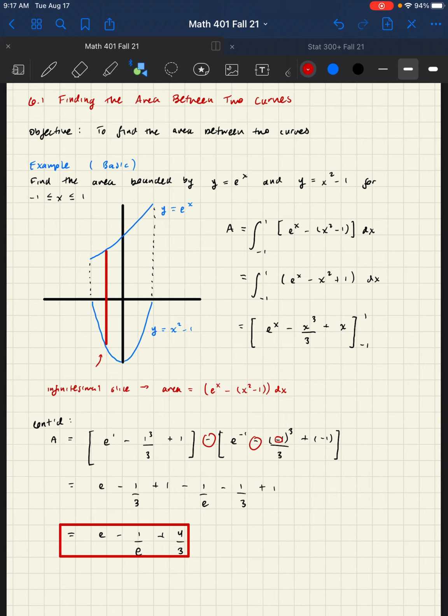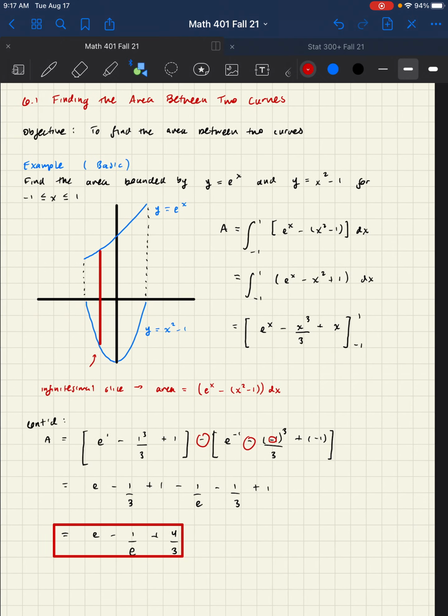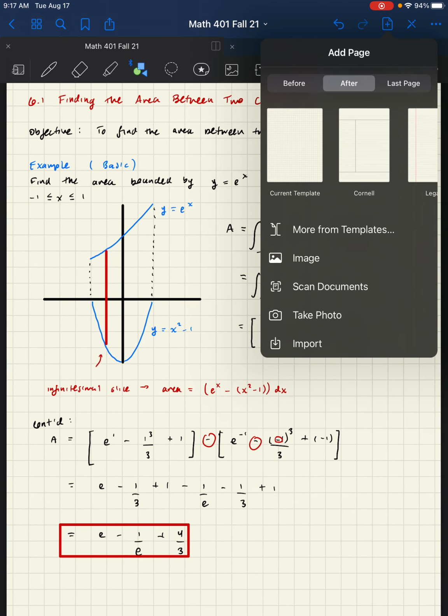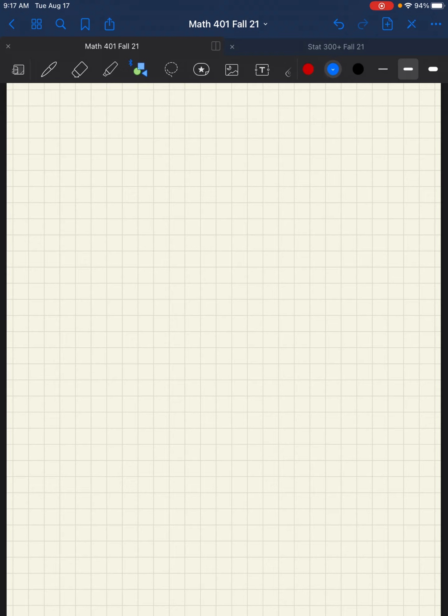So basic example, we do get a real number that is going to be positive, and that represents the area bounded between these two curves. Okay. So let's do another example. This is going to be a little bit more involved. Whoops, I need to add another page. Okay. So example.